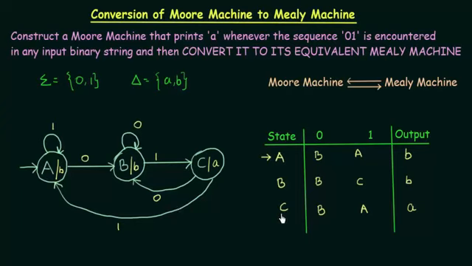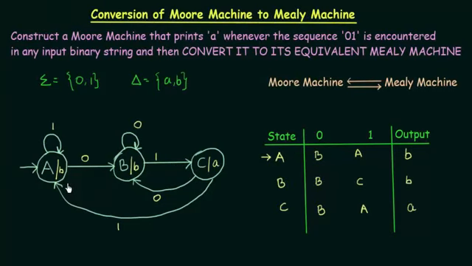We have three states A, B, C, and on getting inputs 0 and 1, this is where the states go to, and this is the output that it gives. For example, state A on input 0 goes to state B, and on input 1, state A goes to A itself. And what is the output associated with state A? It is b, so here we have written b, and in the same way we have done for states B and C. So this is the Moore machine that we have, and since this is a Moore machine, the outputs are associated to the states.